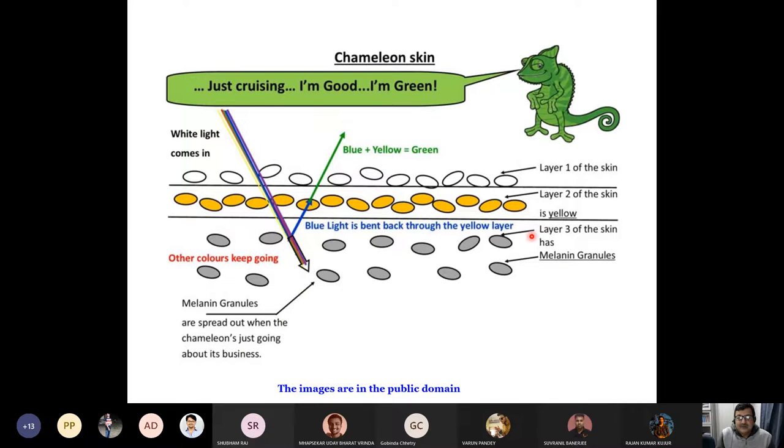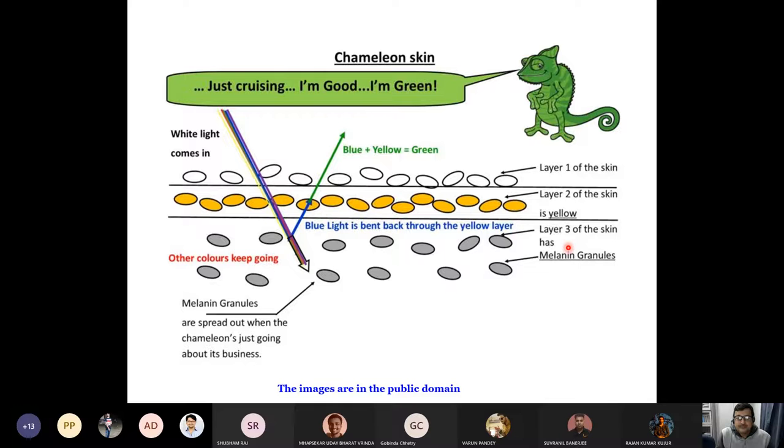Now it can generate color. Why? Because you see, this is the layer where it has melanin granules. Melanin generally leads to black color. This is layer 3. And in layer 2, these melanins are very closely knit, whereas in layer 3, the melanins are like that. Whereas in layer 1, it has an arrangement like that. Correct? So you have a 3-layer system of melanin like this.